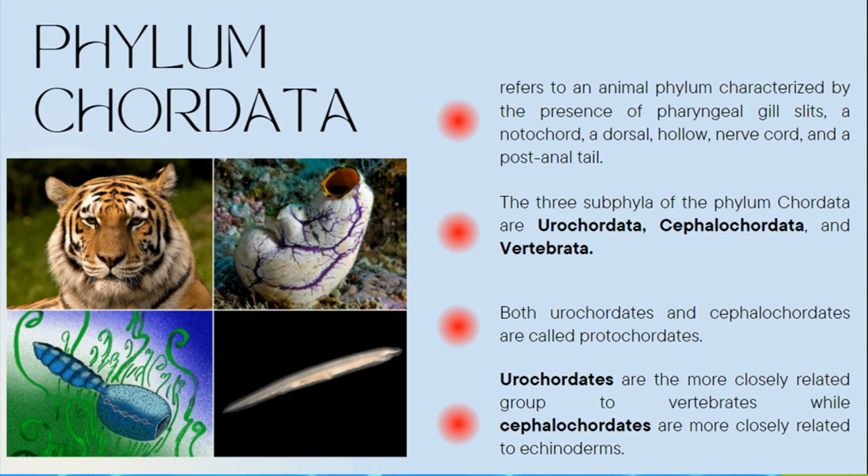Both Urochordates and Cephalochordates are called protochordates. So what are protochordates? Protochordates are an informal category of animals named mainly for convenience to describe invertebrate animals that are closely related to vertebrates. Urochordates are the more closely related group to vertebrates, while Cephalochordates are more closely related to echinoderms.